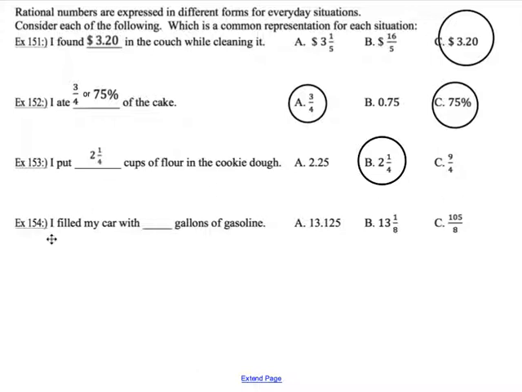Example 154. I filled my car with blank gallons of gasoline. Would it be, I filled my car with 13.125 gallons of gasoline, I filled my car with 13 1/8 gallons of gasoline, or I filled my car with 105/8 gallons of gasoline? Now, you may not have much experience with this, being 7th graders, but at the gas pump, they express the gallons to 3 decimal places. So 13.125 would be the common way that would be expressed.